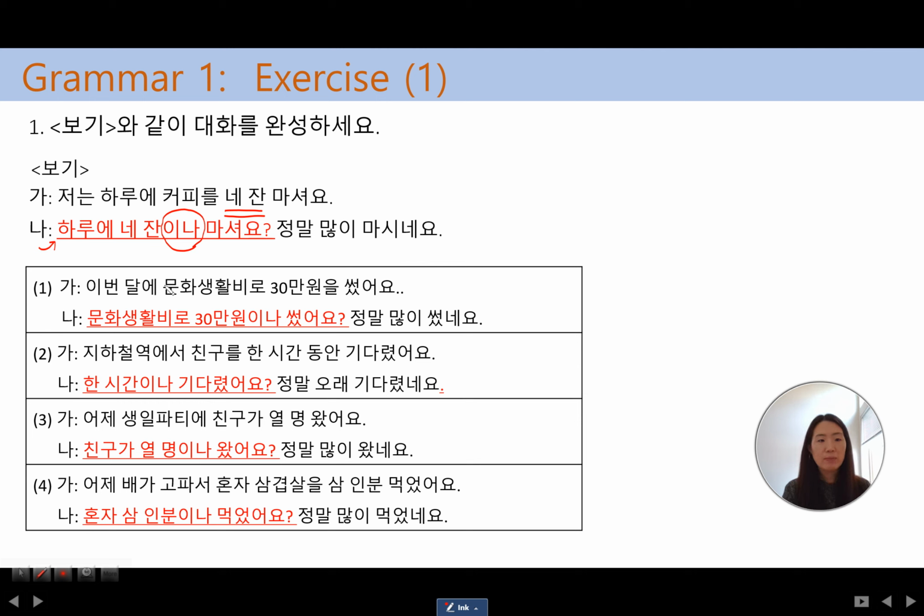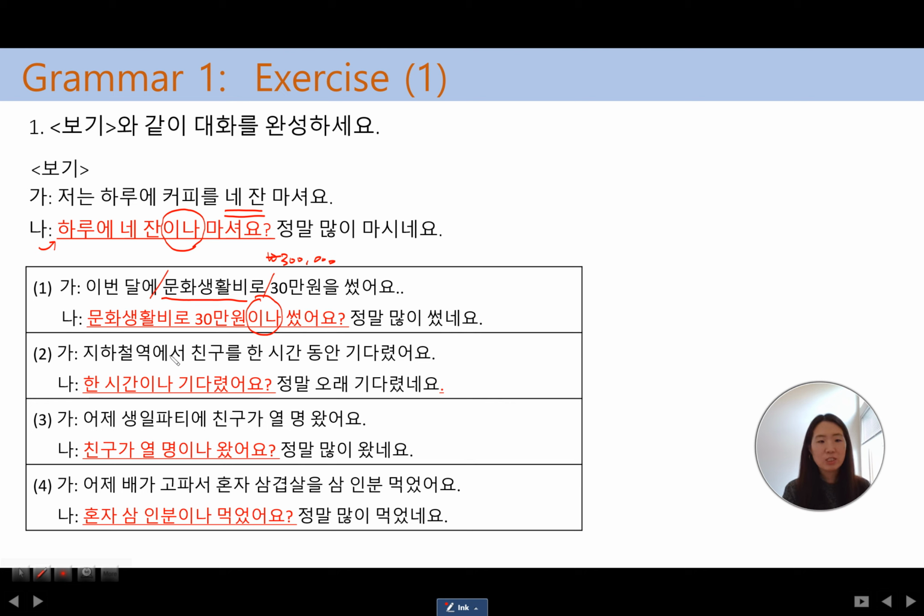Number 1. 이번 달에 문화생활비로 30만 원 썼어요. This month, I spent 300,000 won on 문화생활비. It's like cultural expense. And then this person is surprised, like, wow, that's a lot of money for cultural expense. 문화생활비로 30만 원이나 썼어요? Did you really spend 300,000 won? 정말 많이 썼네요. You really spent a lot.